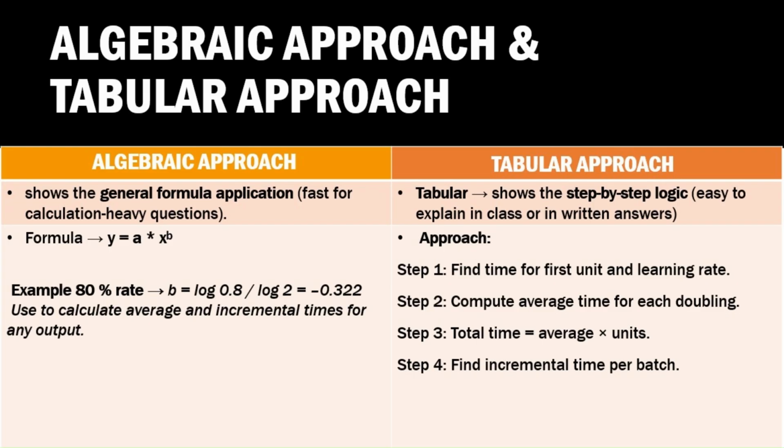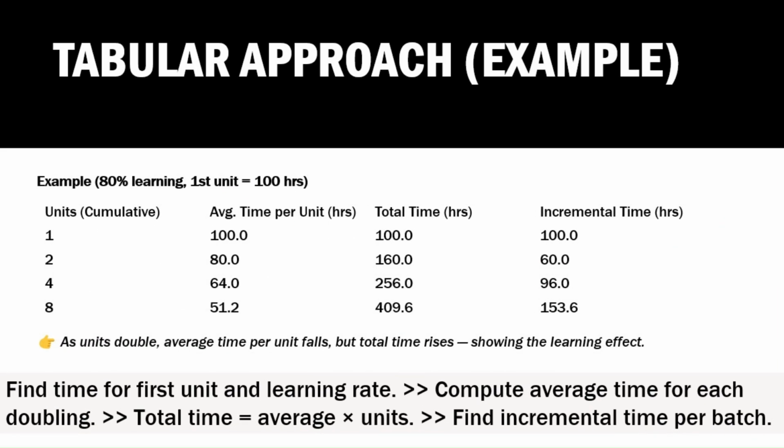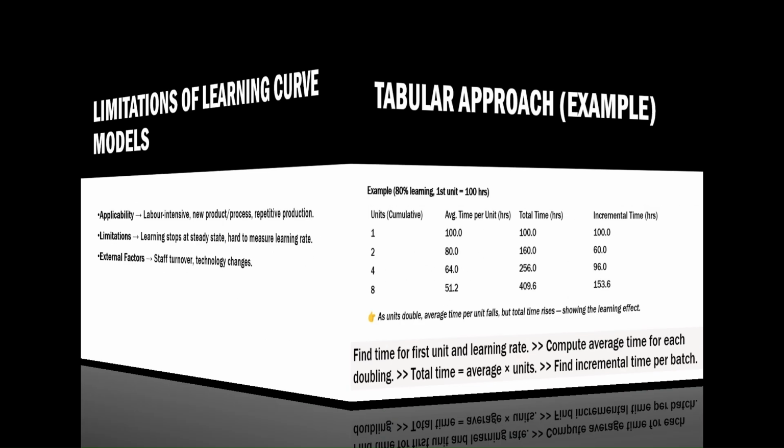Both lead to the same learning effect, but one is numeric while the other is visual. Tabular example. Here's a simple illustration. First unit takes 100 hours at an 80% learning rate. 2 units, 80 hours each. 4 units, 64 hours. 8 units, 51.2 hours. Total time increases, but average time per unit falls. That's efficiency gained through learning.